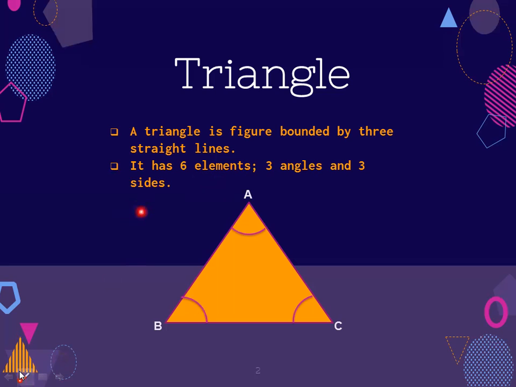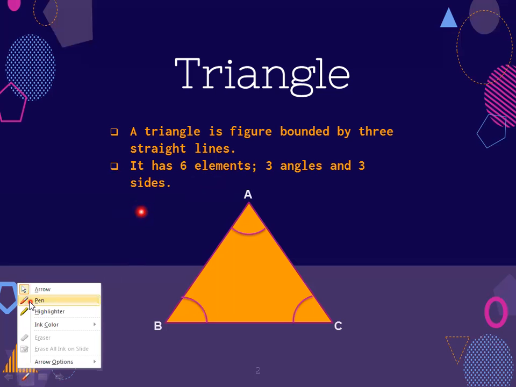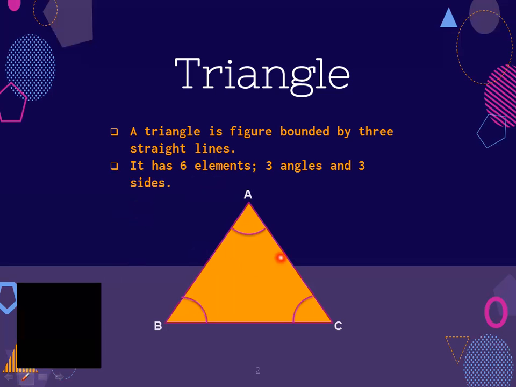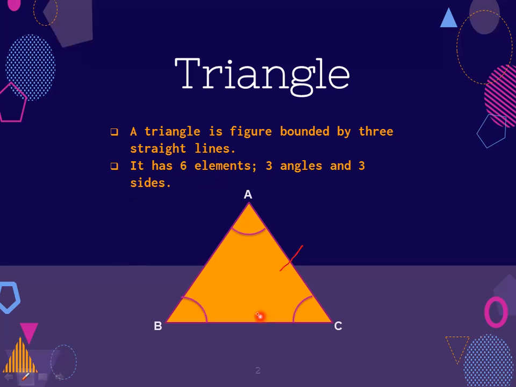Now what are the sides here? This is side number one, this is side number two and this is side number three. So there are three sides in every triangle. This is side AB, this is side BC, and this is side AC, or you can say CA. So in a triangle you always have three angles and three sides, right?